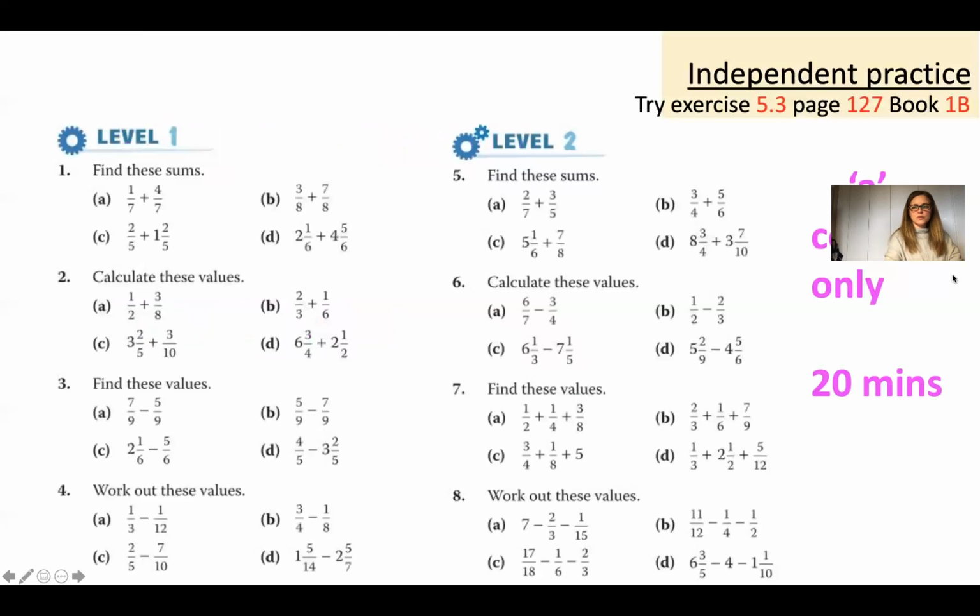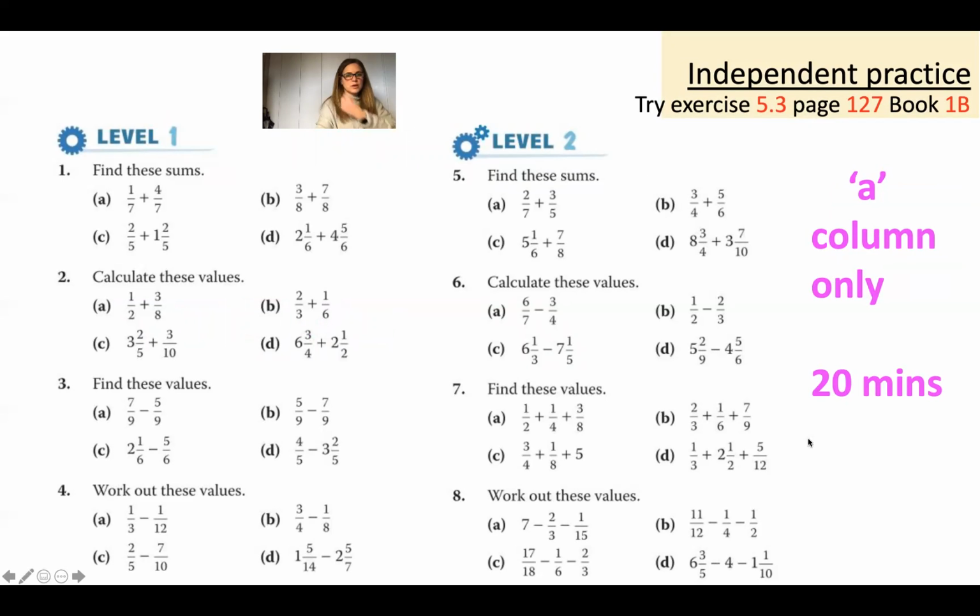You've now got 20 minutes to complete the A column only. I'm not going to time this. I'm just going to pause it, and then 20 minutes later, you can carry on. Okay, so I'm going to assume that you've spent 20 minutes on that now.